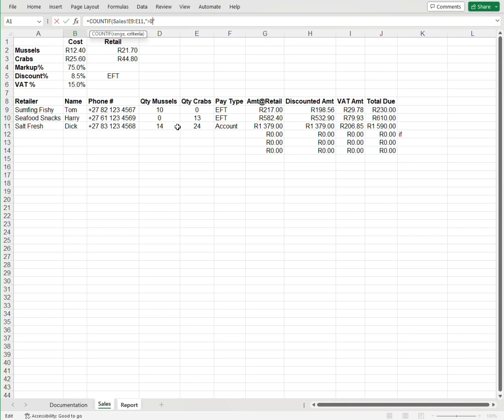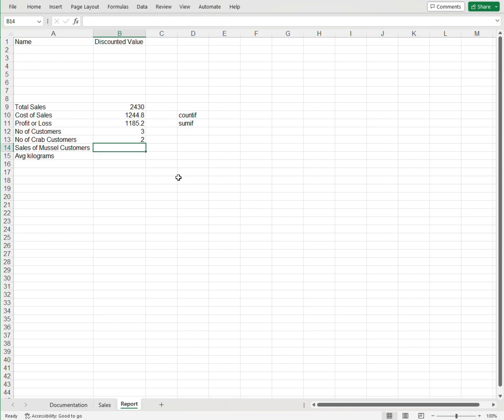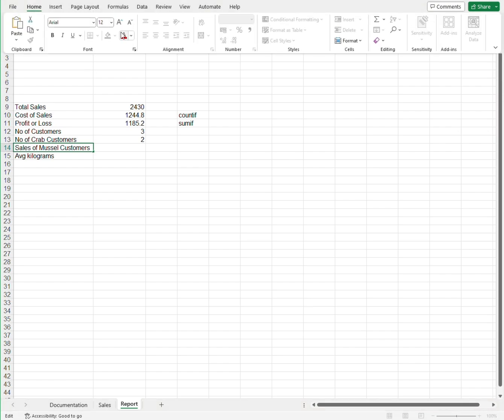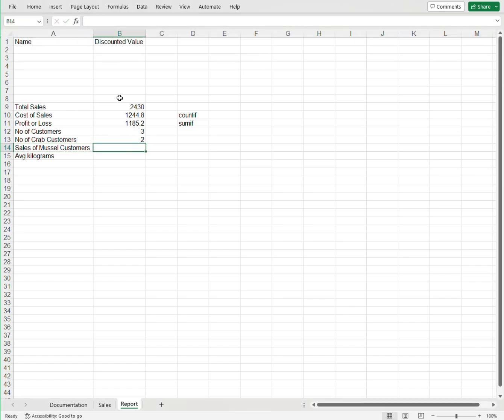And then we move to where we're supposed to calculate the sales of the mussel customers. What are we looking for? We're looking for sales of the mussel customers. So let's read our scenario. What are they saying? They are saying that we want to calculate the total sale amount for all customers who bought 10 or more kilograms of mussels. So which function do we use?